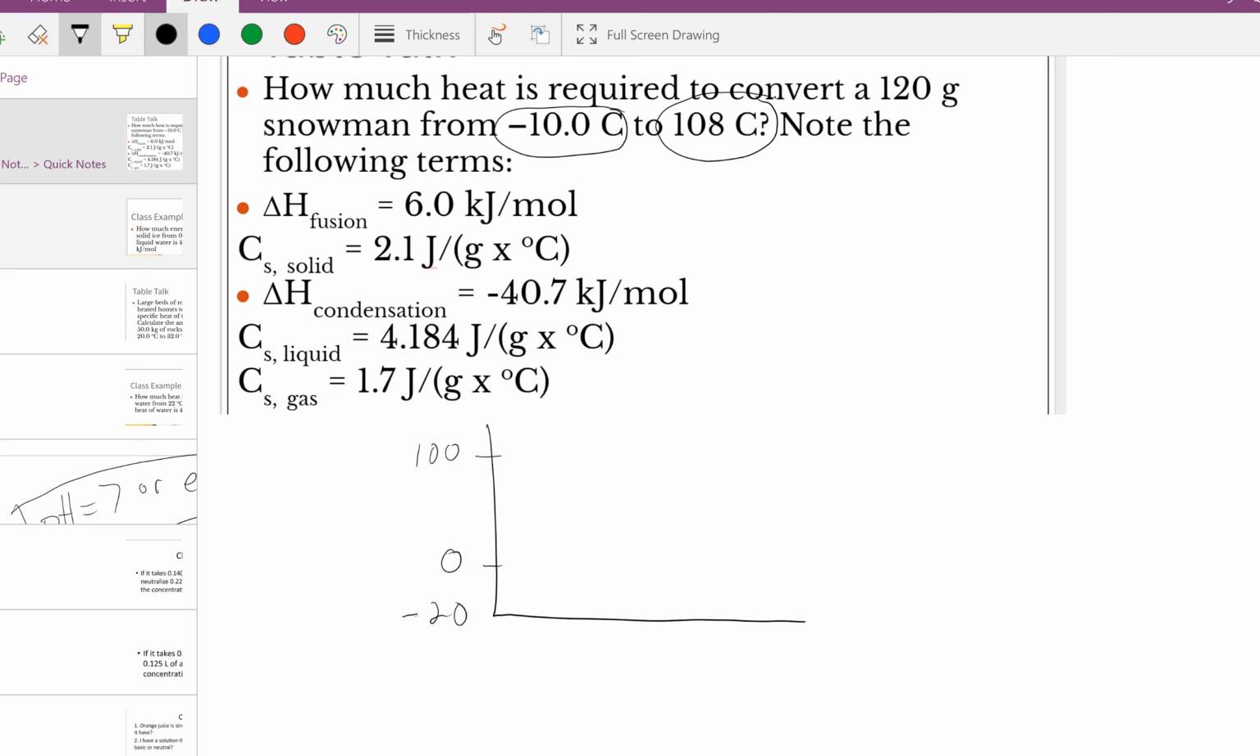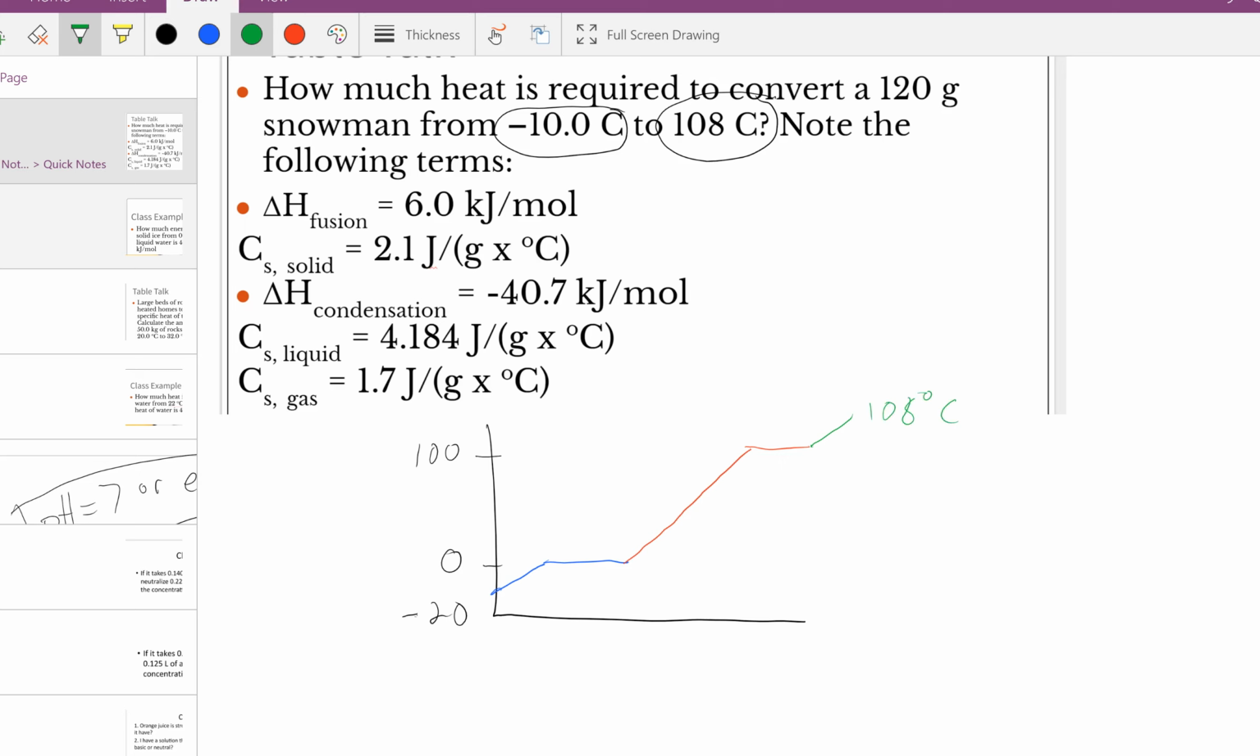Now, in this case, we are starting from negative 10, moving to 0 degrees. And then the solid ice is going to melt, and there's going to be a phase change, followed by an increase in thermal energy up to 100 degrees, followed by another phase change, where the water boils to water vapor. And finally, another 8-degree increase in temperature.